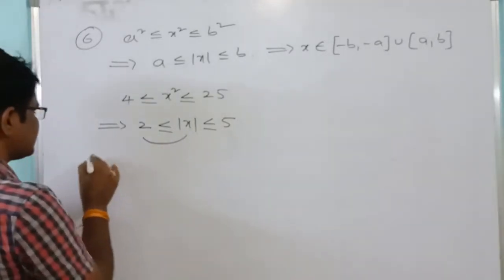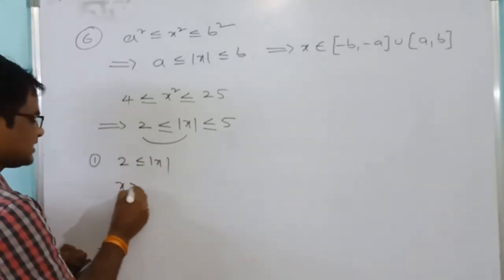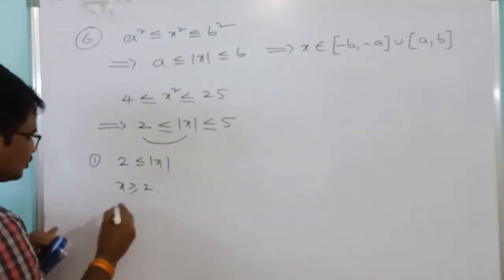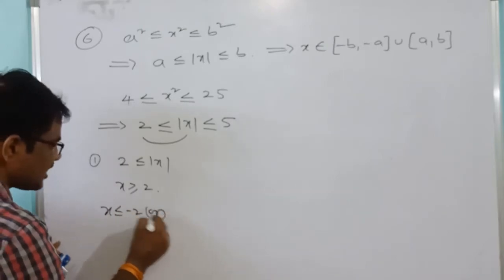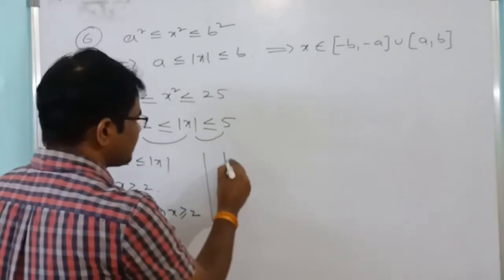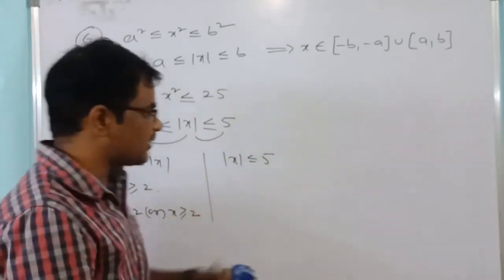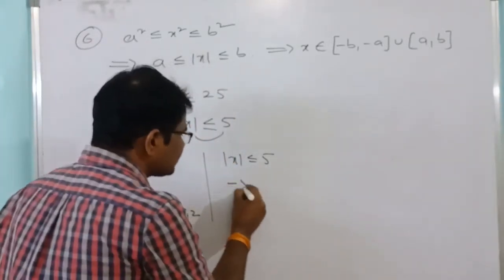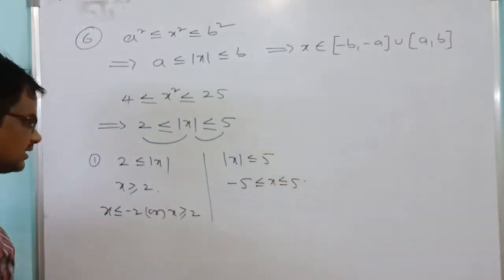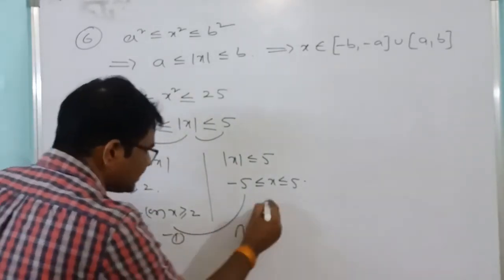So here, if you consider these two, 2 less than or equal to mod x means x greater than or equal to 2. By the fifth one, x greater than or equal to 2 means x less than or equal to minus 2 or x greater than or equal to 2. Right. Next, these two you compare. Modulus x less than or equal to 5. Modulus of x less than or equal to a property you taken. By that one, how to write it as minus 5 less than or equal to x less than or equal to 5. Right.